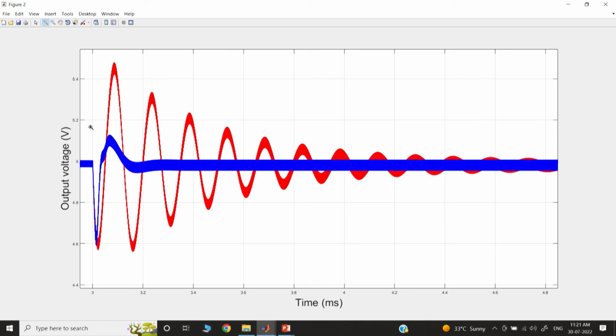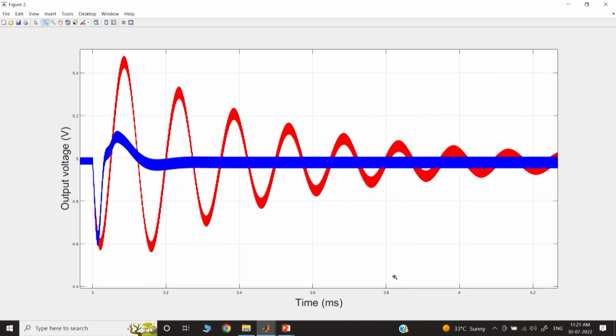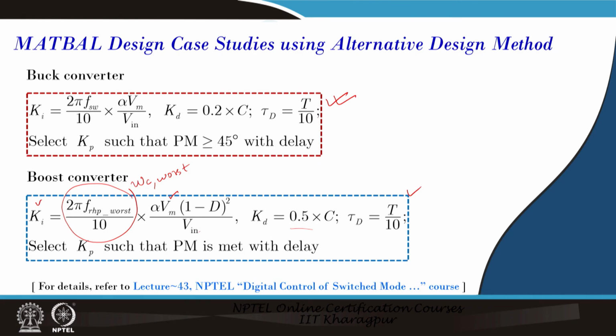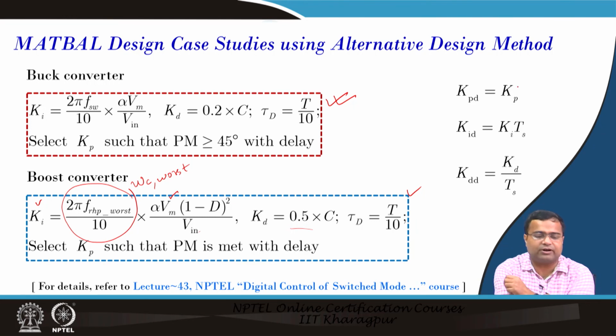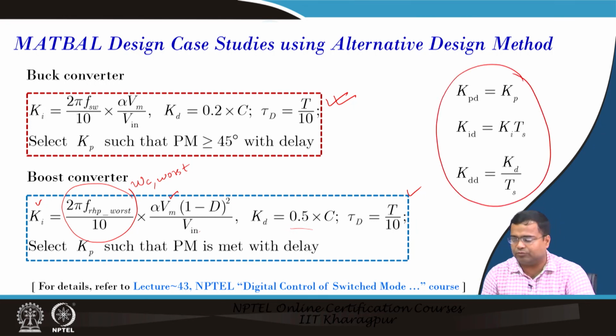So, from that point of view, it is somewhat difficult to handle. But if you go for the alternative method, since you are getting a fraction of the derivative gain, a fraction of that C, that means 0.5 C, and Ki we are setting the same as the earlier formulation, but Kp we have taken a smaller value, and we get a much faster response as well as a very well damped response for the boost converter using the alternative design method. So, in summary, I would say the second method, the alternative design method, may be more useful when you deal with the load transient response, and then you can accordingly convert all these Kp, Ki, Kd into the digital domain.